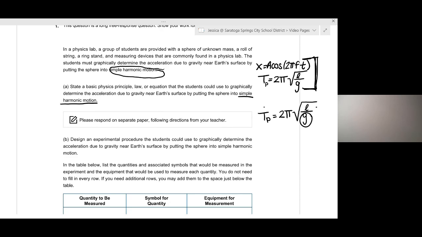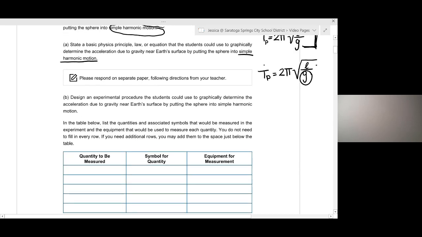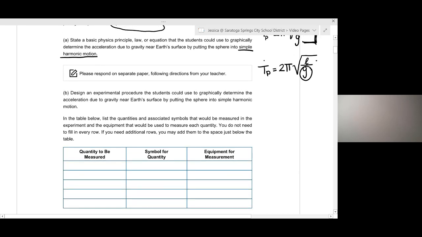Okay, so using this equation can help us set up this table down here, which is where we need to experimentally design the experiment. So in the table, we're going to list some quantities and associated symbols that would be measured in the experiment and the equipment you would use to measure each quantity. You don't have to fill in any rows. If you need additional rows, they're there.